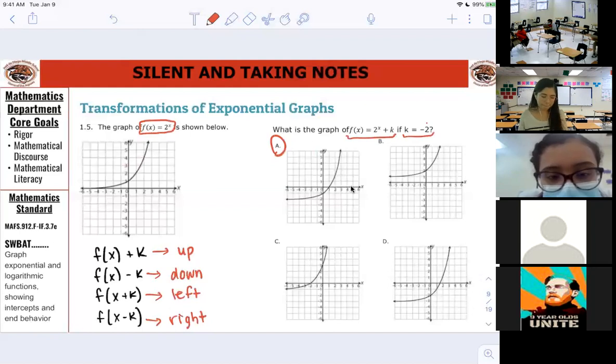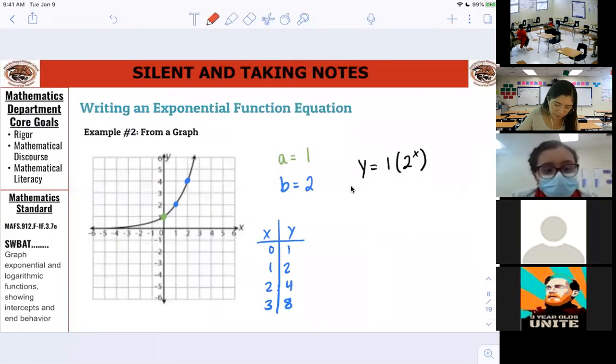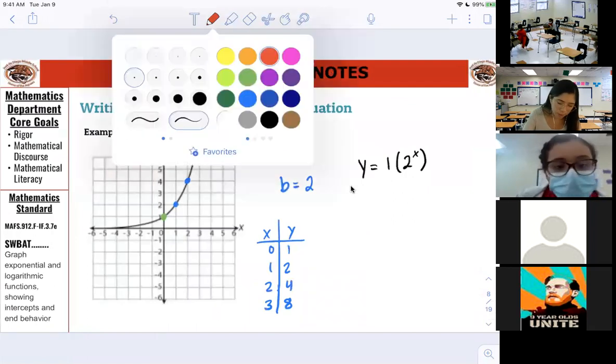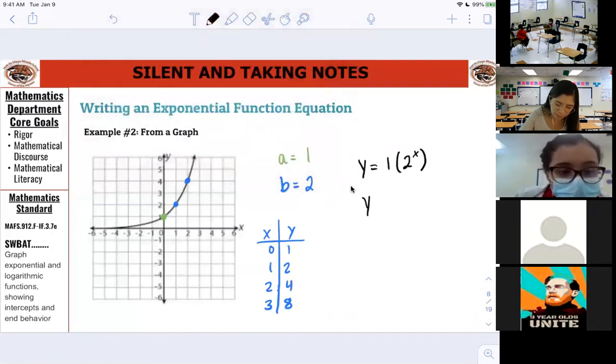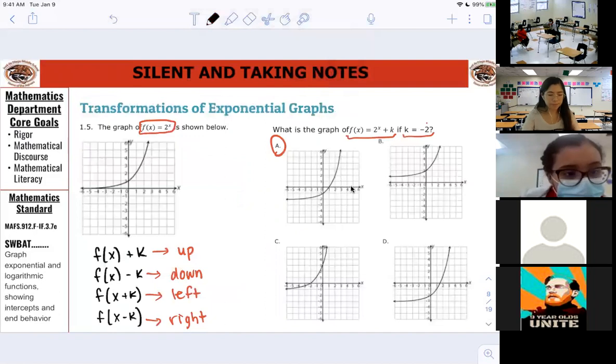Ms. Lopez, isn't 2 to the power of x the same as 1 times 2 to the power of x? Yes. So like in this example, I had y equals 1 times 2 to the power of x. I could simplify this to just 2 to the power of x. Wait, I need to write down the k thing. I'm probably going to forget it. Okay, thank you. Any questions on this one? Nope.